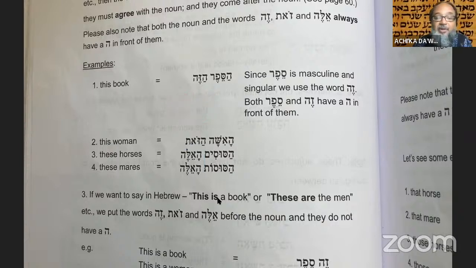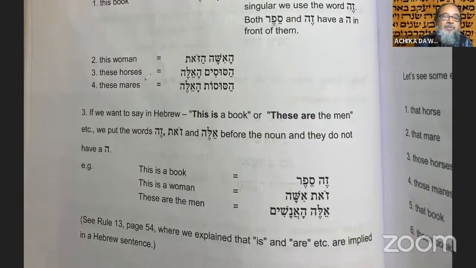Not this book, but this is a book, or these are the men. We know from our last lesson that there is no "is" and there is no "are" in the Hebrew, and there is no letter for "a." So a lot of this is implied. But they're going to tell us how to say it. So let's look at the rules, because these are nothing but rules to the game.